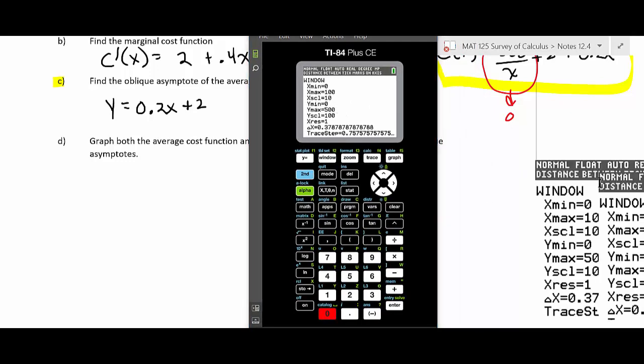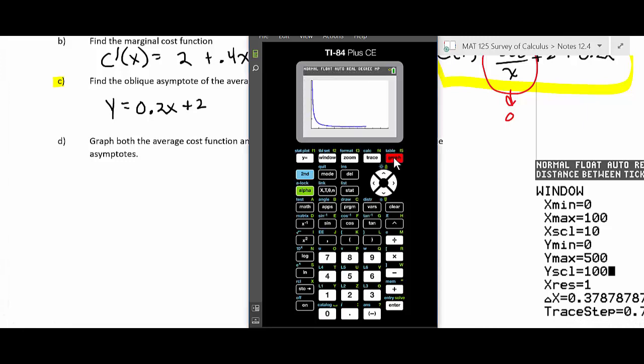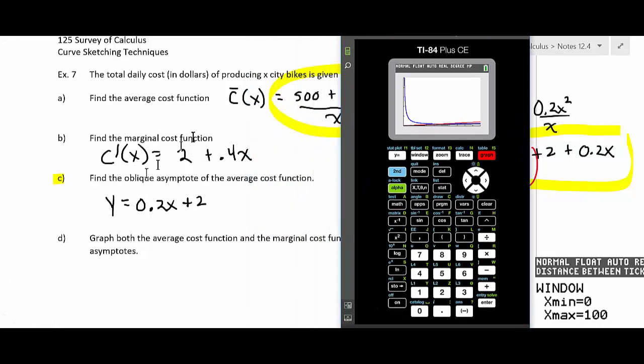Where did that thing go? There it is. So you can get that window set up if you want to. Then I'm going to graph it. That's your average cost, the thing that's going down. Those are your two, and the marginal cost and the asymptote are pretty close to each other, aren't they? The marginal cost and the oblique asymptote are pretty close, so this marginal cost is a pretty good estimation until you get way, way out there because it's got a bigger slope. The difference on these two things is the slopes are different, right?